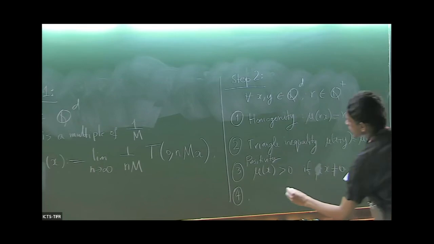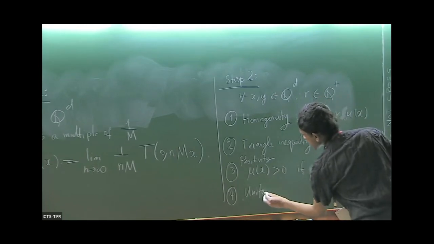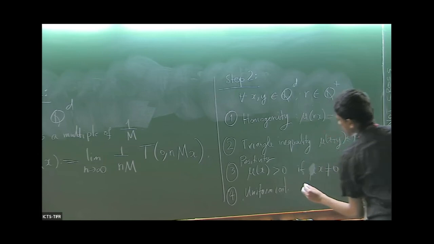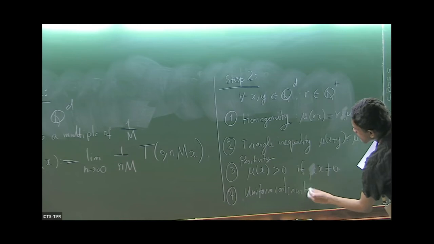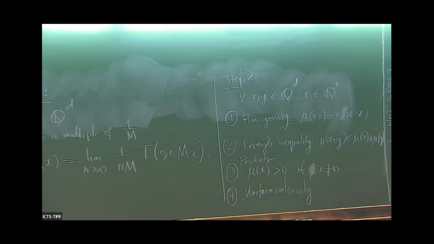The next one is uniform continuity. So mu is uniformly continuous in all of Q^d. This is also a consequence of, at 0 you prove it by this, and then you use the triangle inequality to prove uniform continuity. Continuity at 0 follows from the homogeneity. Also, we define mu 0 equal to 0. So I should also probably say that mu 0 is 0.